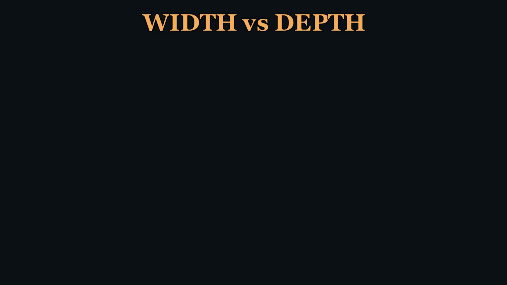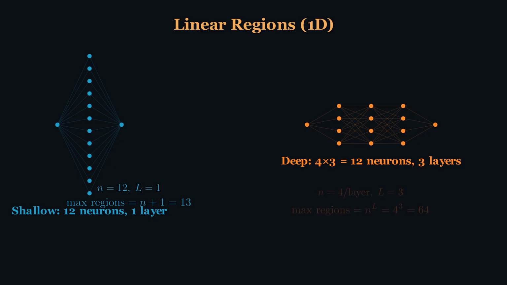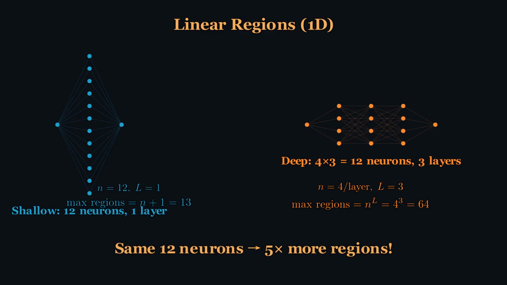So the theorem says width is enough. One layer can do it all. Then why does modern AI use dozens or hundreds of layers? Let's compare. A shallow network with 12 neurons in a single hidden layer, and a deep network, same 12 neurons but split across 3 layers of 4. In one dimension, a shallow network with 12 neurons can create at most 13 linear regions, 13 straight-line segments. The deep network? 4 to the power of 3, 64 regions, 5 times more expressiveness with the exact same number of neurons.